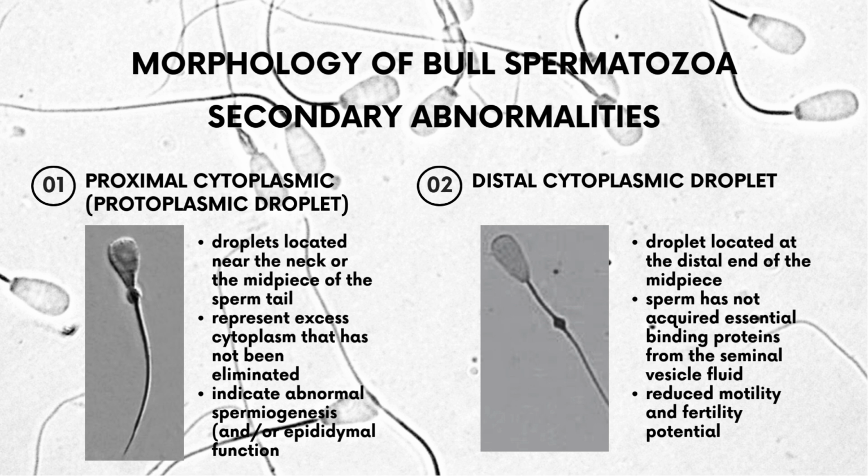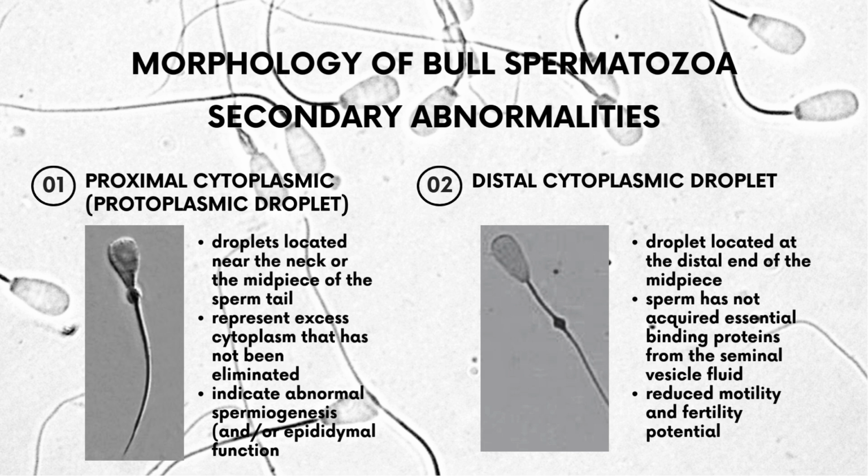First, there is the proximal cytoplasmic, or protoplasmic, droplet. These are droplets located near the neck or the midpiece of the sperm tail. It represents excess cytoplasm that has not been eliminated. These are normally observed in the pubertal bull, with incidence decreasing with age. In the mature bull, they indicate abnormal spermiogenesis or epididymal function.